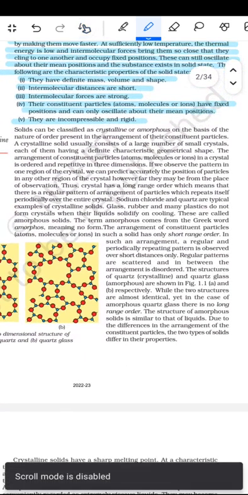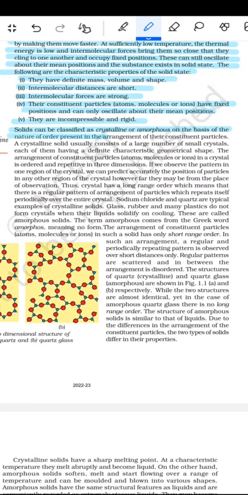तो कहता है कि solids can be classified as crystalline or amorphous on the basis of the nature of the order present in the arrangement of their constituent particles. A crystalline solid usually consists of a large number of small crystals, each of them having a definite characteristic geometrical shape. The arrangement of the constituent particles, atoms, molecules, or ions in a crystal is ordered and repetitive in three dimensions. If we observe the pattern in one region of the crystal, we can predict accurately the position of the particles in any other region of the crystal, however far they may be from the place of the observation.